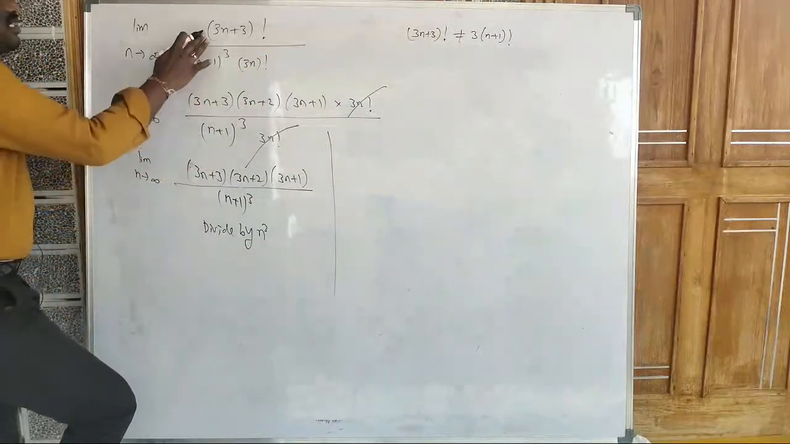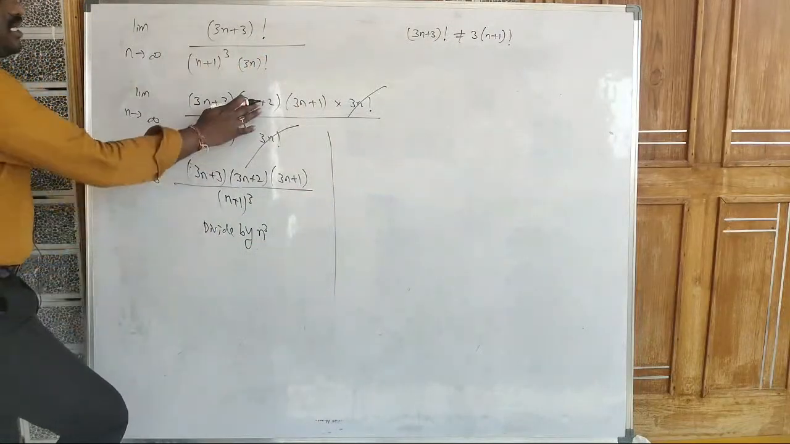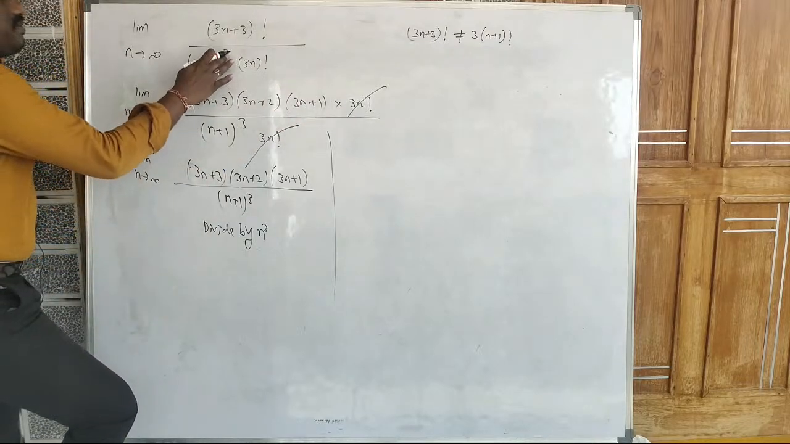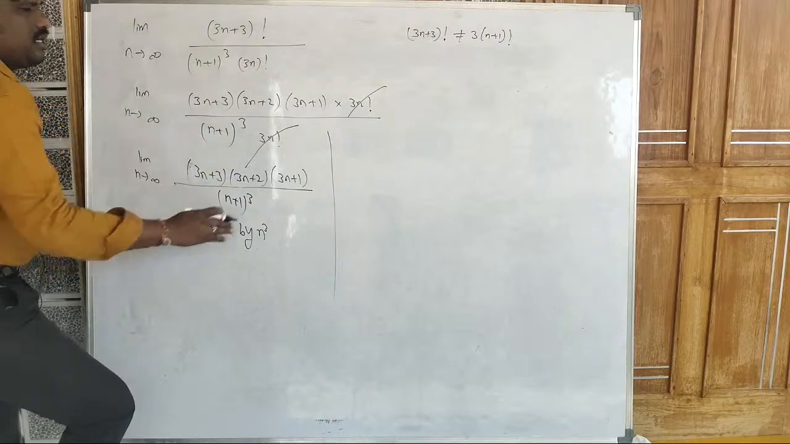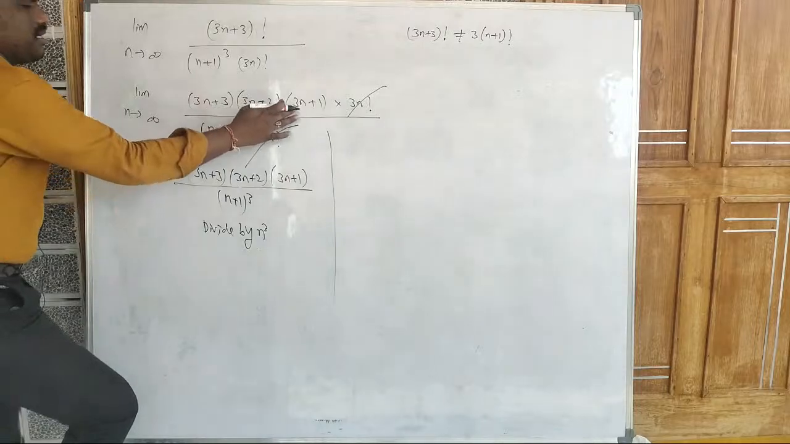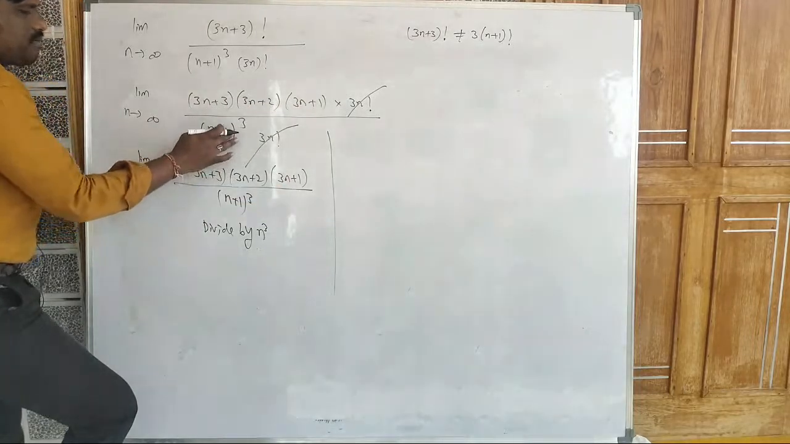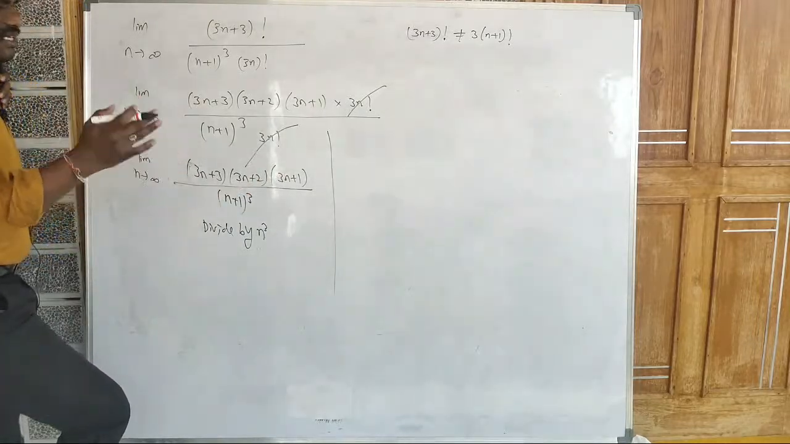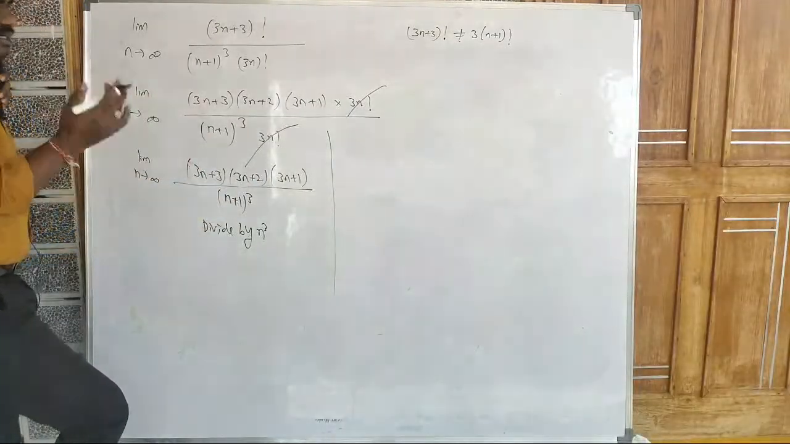That's why what I wrote here is 3n plus 3, 3n plus 2, 3n plus 1, then 3n factorial. Here, n plus 1 whole cube, 3n factorial. The 3n factorial cancels. So we get 3n plus 3, 3n plus 2, 3n plus 1 by n plus 1 whole cube. Now if I multiply the numerator, I get highest power n cube, and the denominator also has highest power n cube.